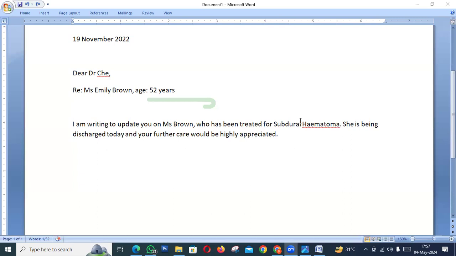Regarding Miss Brown, she can write, she has been treated for a subdural hematoma. After Miss Brown, you should mention who you are referring to. Miss Brown, who is recovering from what? Who is recovering from subdural hematoma? Who has treated, sir? Who has treated? Very good, excellent. So here, who has treated should be.